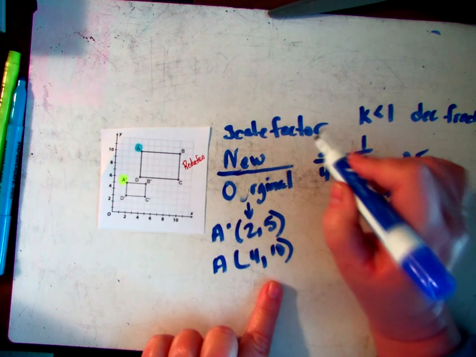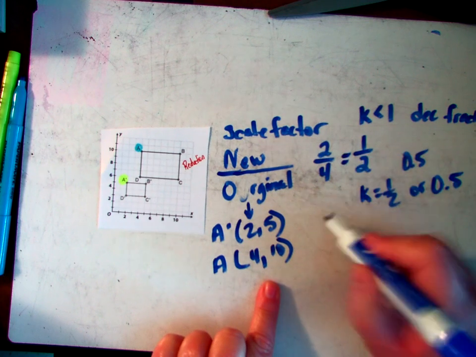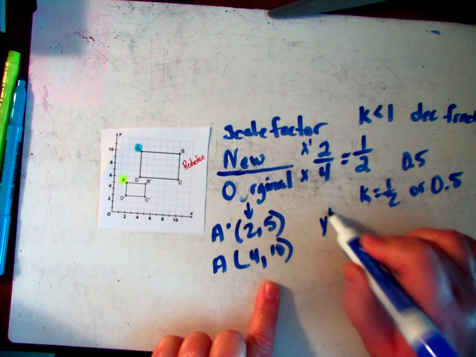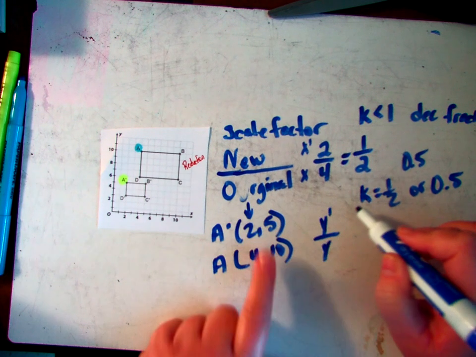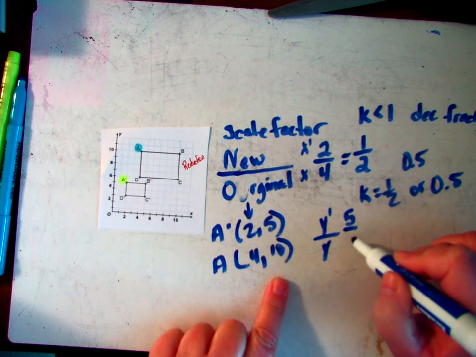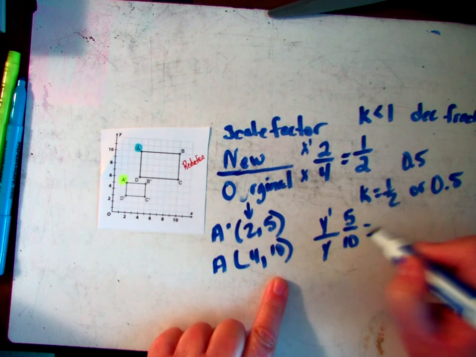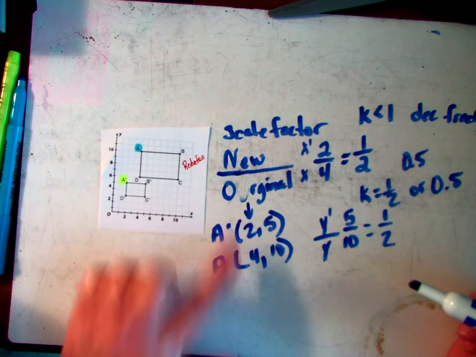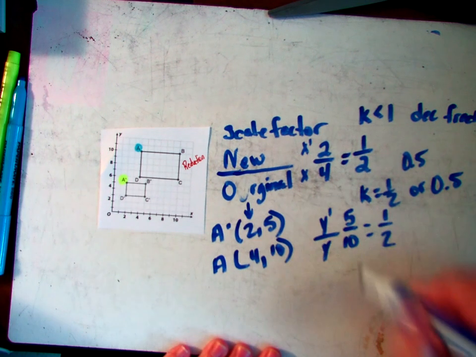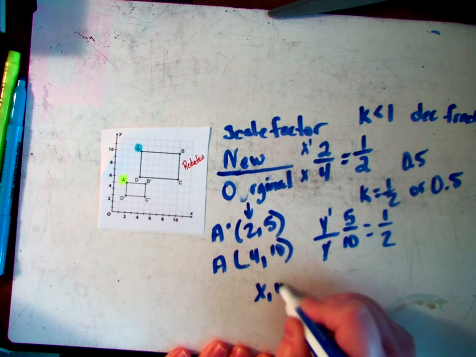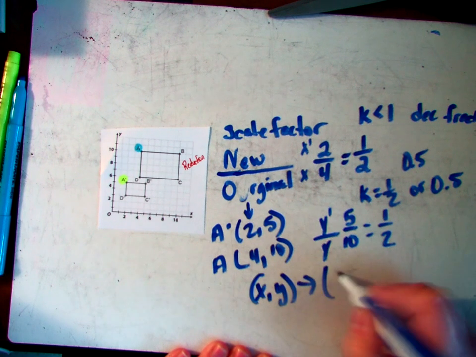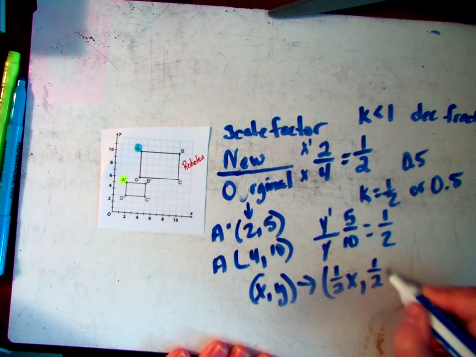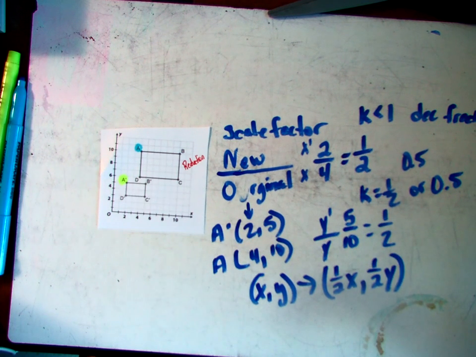Down here, this was for the X value. Let's try it for the Y value. So if this was X prime and this is X, let's do it for Y prime and Y. So Y prime would be 5. Y original would be 10. And look there again, it simplifies to 1/2, because the scale factor has to be the same for both the X and the Y. The rule written algebraically would look like 1/2 of your original X and 1/2 of your original Y. So that would be your algebraic rule.